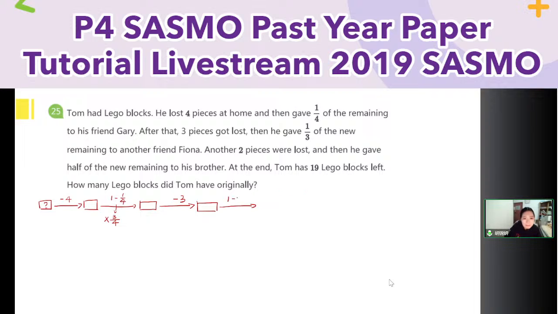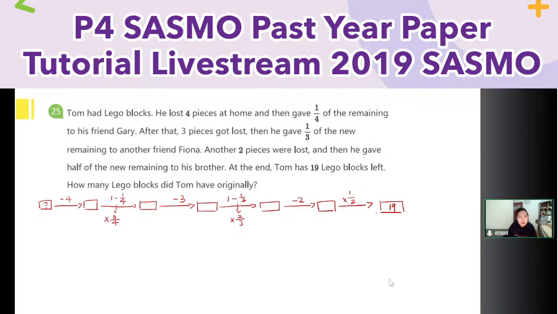Yeah, it should be 1 minus 1/3, which is 2/3. So then it will become the next new number. Okay, continue. Then he lost 2 again, and it becomes the new number. And then he gave half of the new remaining to his brother. So after he gave half, he will have half left, right? So times a half. Then equals, it says at the end, Tom has 19 Lego blocks left. So in the end, the answer should be 19. So that is the whole chain diagram.